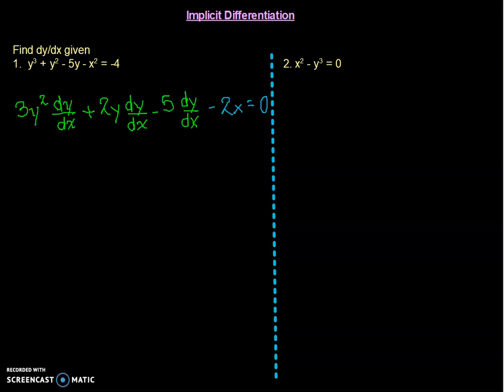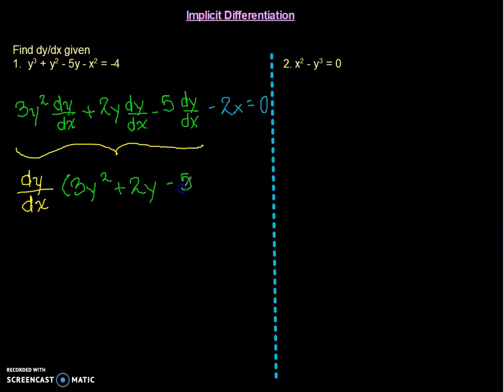So what do we do from here? Well, there's a couple of different options. First of all, these three terms have something in common. They have dy over dx in common. And if I factor that out of each one of these first three terms, that would give me 3y squared plus 2y minus 5. And then I'm going to bring down the rest of this.